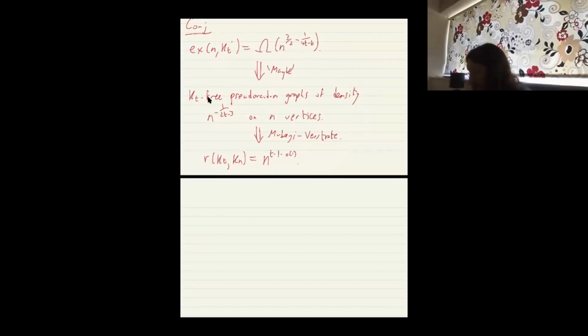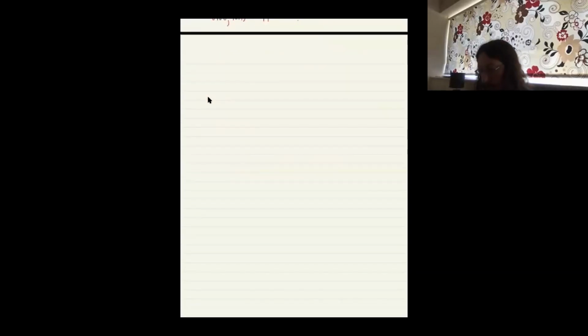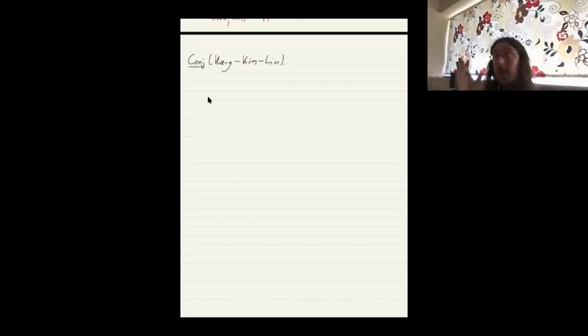Okay. Let me mention a few other things in this general area. While we're talking about subdivisions, there's another conjecture, also still open, and I think probably very difficult, of Kang, Kim, and Liu, saying that if you know what the extremal number of a bipartite graph is, then you should be able to tell what the extremal number of its subdivision is.